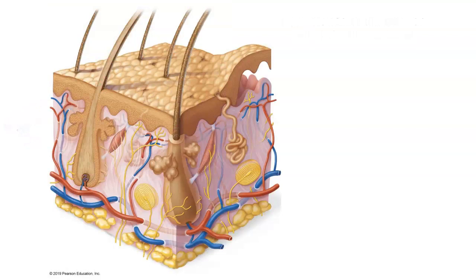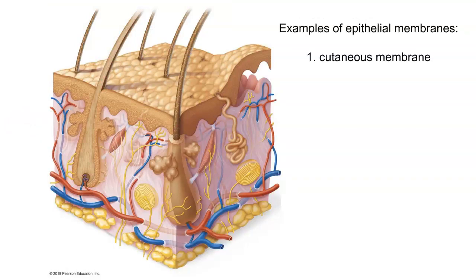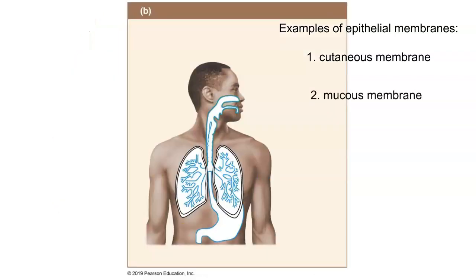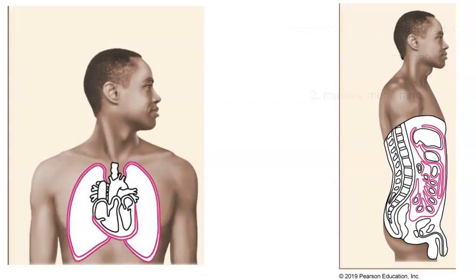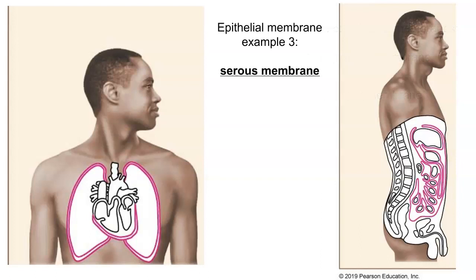So far, we've talked about two different types of epithelial membranes: the cutaneous membrane, and the mucous membrane. And there's a third type of epithelial membrane that we want to be familiar with, and it's called a serous membrane. Serous membranes are only found in closed body cavities, and in addition, there are only 3 locations for serous membrane. One surrounds the lungs, that's called the pleura.